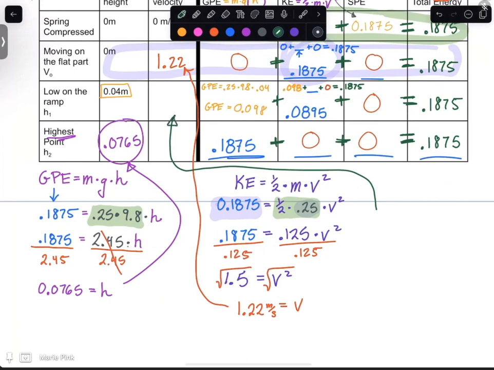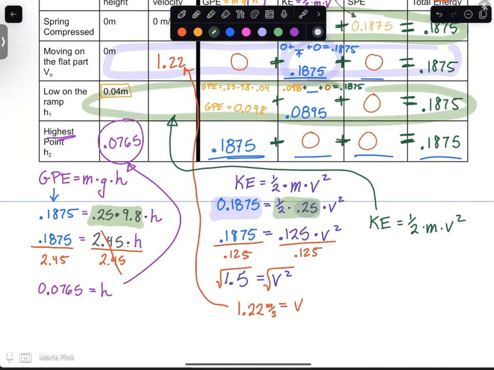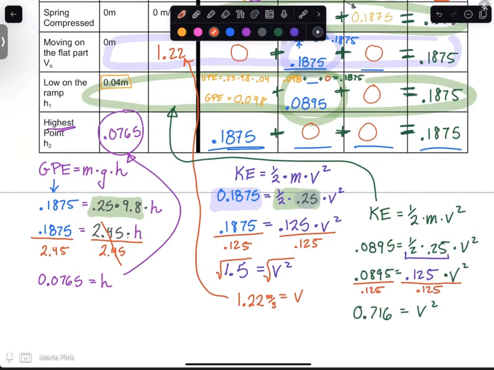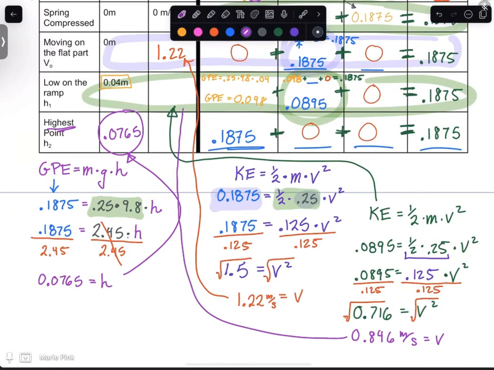All right, so we're going to do kinetic energy is equal to 1/2 times my mass times velocity squared. In this case, for this next row here, our kinetic energy is 0.0895. So I go ahead and plug it in, and then I multiply the 1/2 times the 0.25, and I get 0.125. I move the 0.125 to the other side, and then I just need to square root to get rid of the square. And I get a velocity of 0.846, and that'll go into this box.